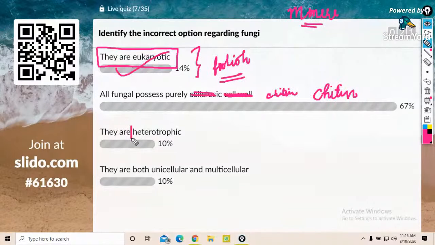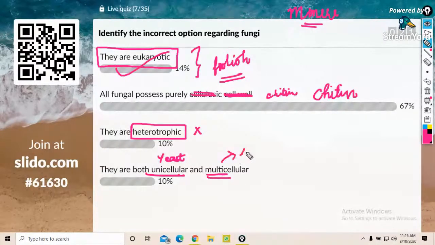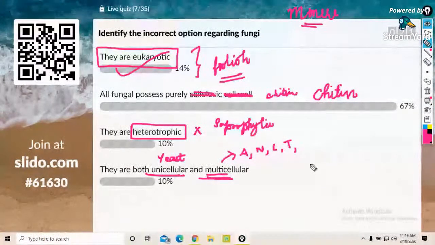They are heterotrophic in nature. They are heterotrophic. They are never autotrophic. They are both unicellular, unicellular fungus is there. Yeast is a unicellular fungus. Multicellular, there are many you have studied: Agaricus, Neurospora, Claviceps, Trichoderma. Everything are multicellular. They are saprophytic in nature, which is a mode of heterotrophic nutrition. The correct answer is option B.